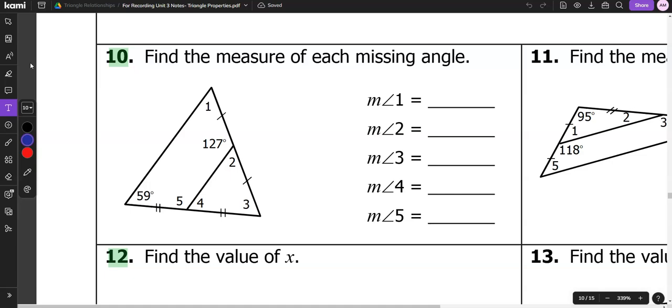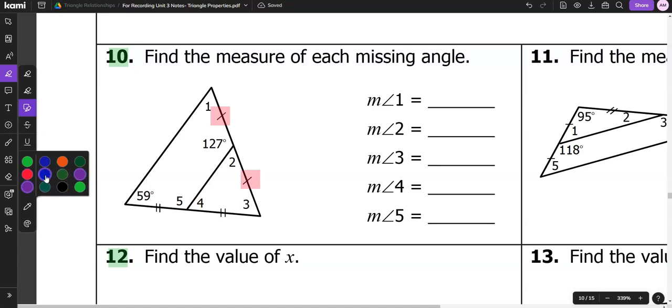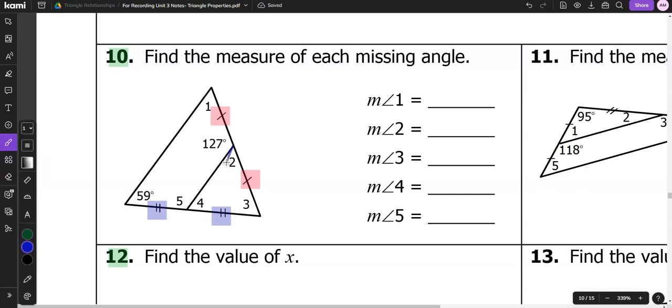All right, moving along to number 10, that asks us to find the measure of each missing angle. The first thing we know is we can see based on the tick marks right here and these tick marks right here that this line right here is a midsegment. What that indicates to us is that the midsegment is parallel to the base, or the side that it's not touching. So knowing that information, we can find the angle measures because now we have parallel lines cut by transversals, and we have 2 transversals to work with.